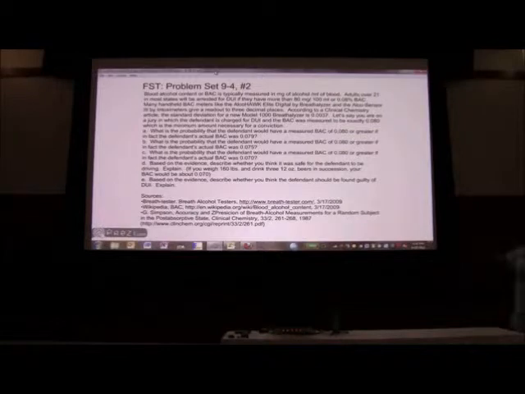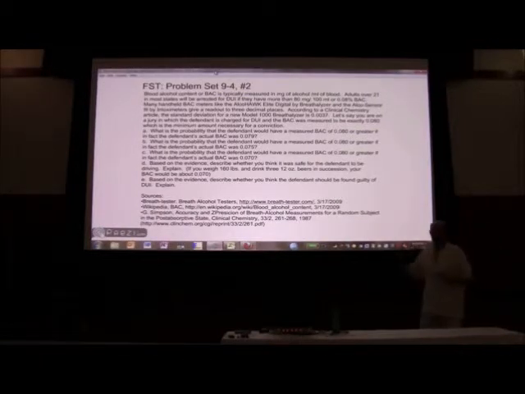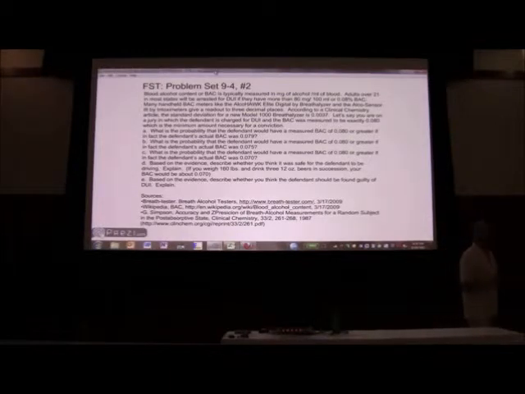Later on in the chapter, I have students deal with this problem, which deals with blood alcohol content. In most states, if you're over 21, the minimum blood alcohol content that will get you arrested for driving under the influence is 0.08%. I found that the most commonly used breathalyzer in the United States is the Alcoholic Elite Digital Model 1000 by Breathalyzer, and it has a standard deviation of 0.0037.